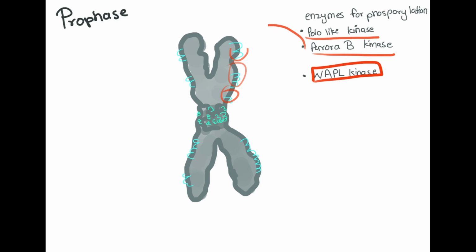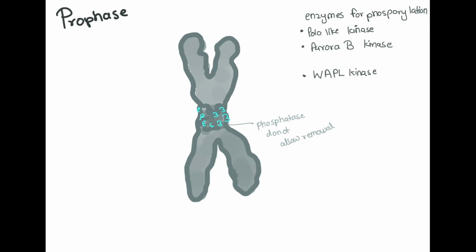So after the job is done, the chromosome looks something like this. But as you can see, we still have some cohesins remaining in the centromere of the chromosome. But why is that so? There are a lot of phosphatases present in this region that do not allow the kinase to phosphorylate the cohesins found in this region.